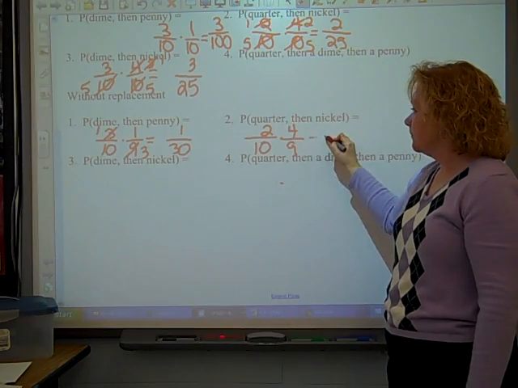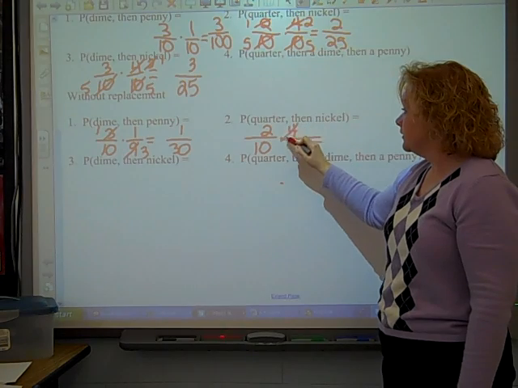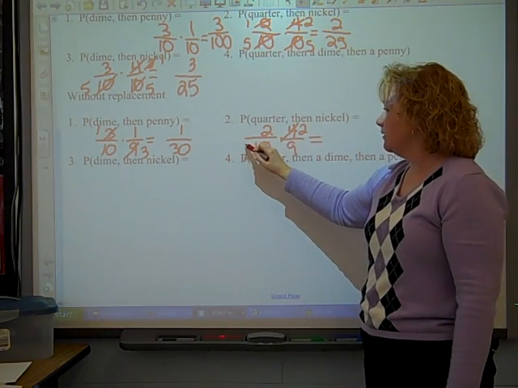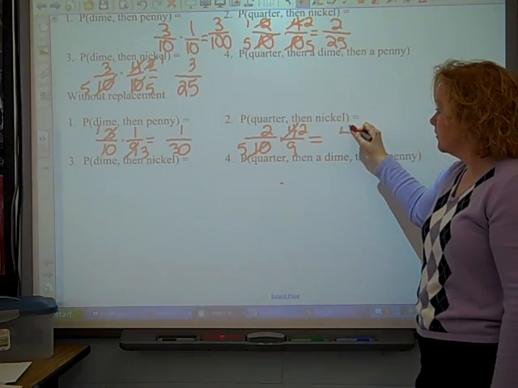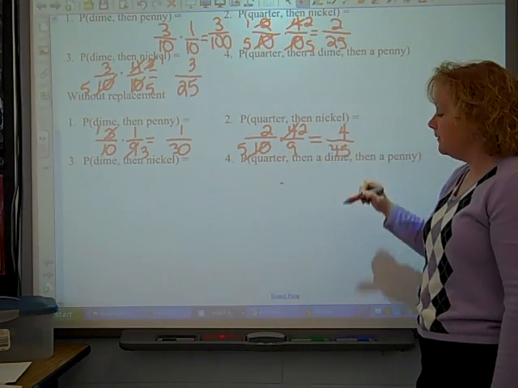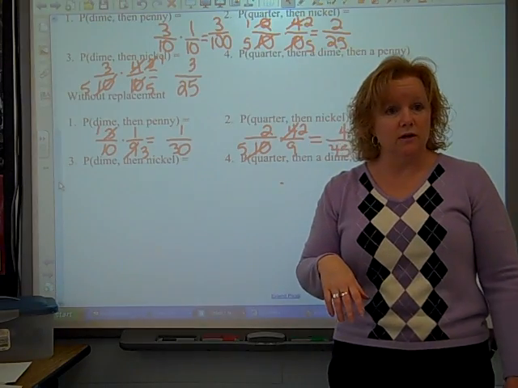4. Okay? Reduce. What goes into 4 and 10? 2 goes into 4 twice. 2 goes into 10 five times. Multiply across. I get 4 over 45. Okay? And I'm not going to do the last 2. I think you get the idea, right?